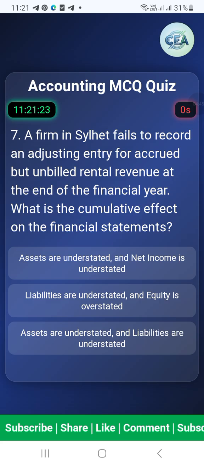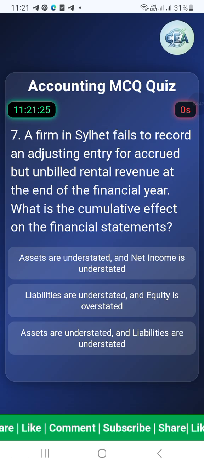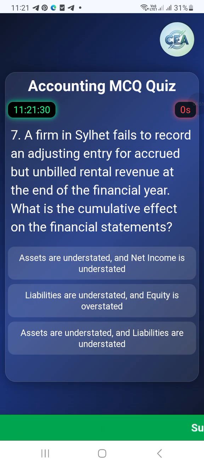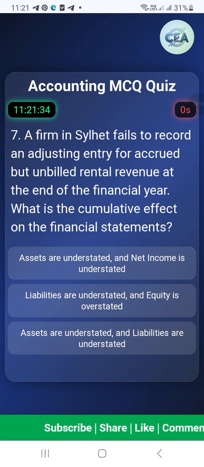7. A firm in Sylhet fails to record an adjusting entry for accrued but unbilled rental revenue at the end of the financial year. What is the cumulative effect on the financial statements?